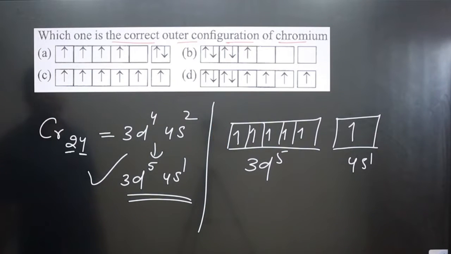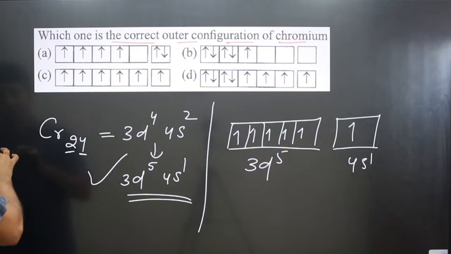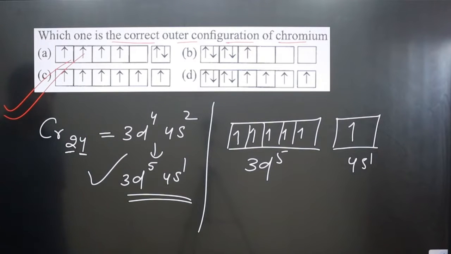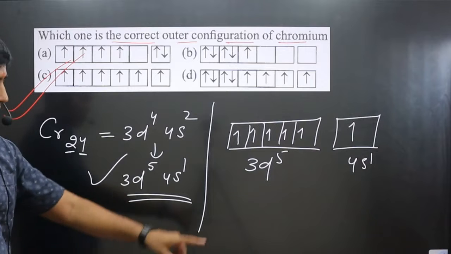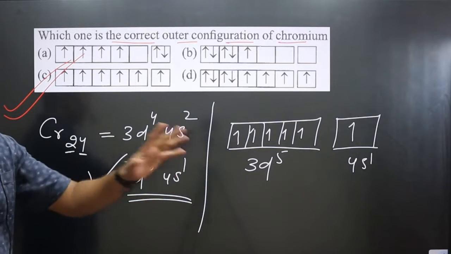Among the options, you can see option C is there. Option C is correct. In the orbital notation, you can see each orbital is filled with a single spin, whether it is the d orbital or the s orbital.